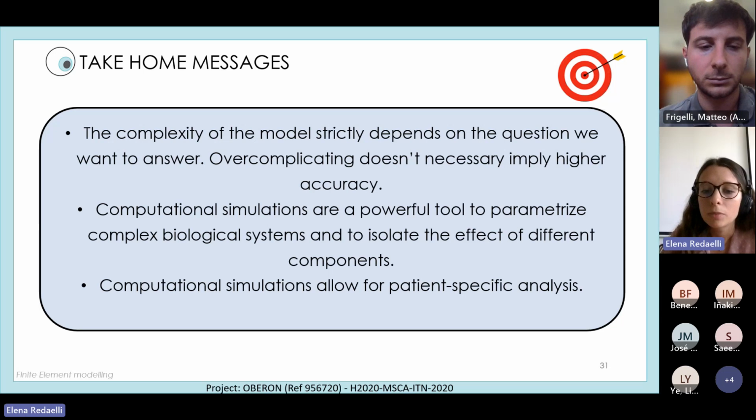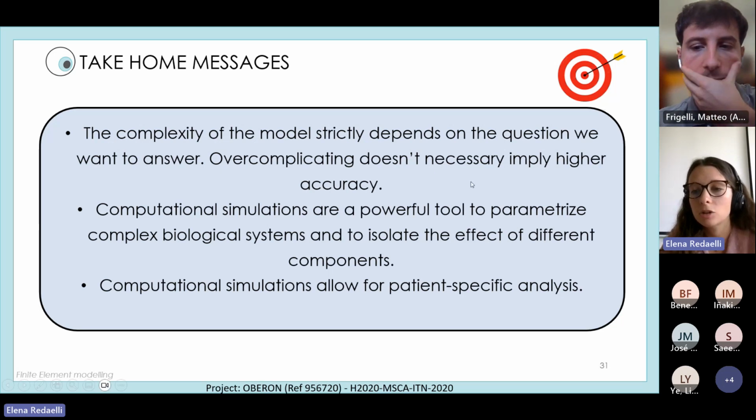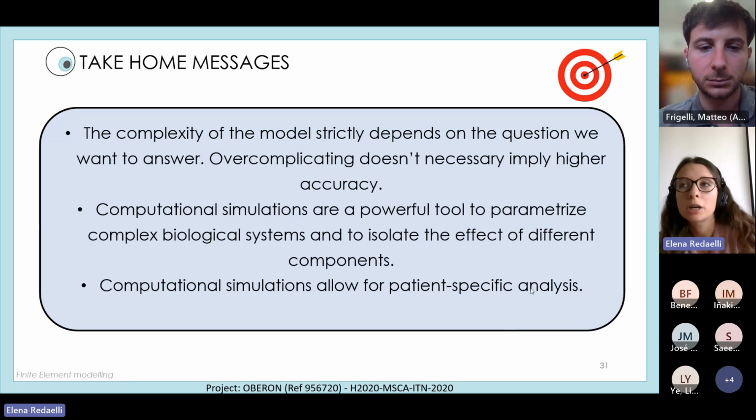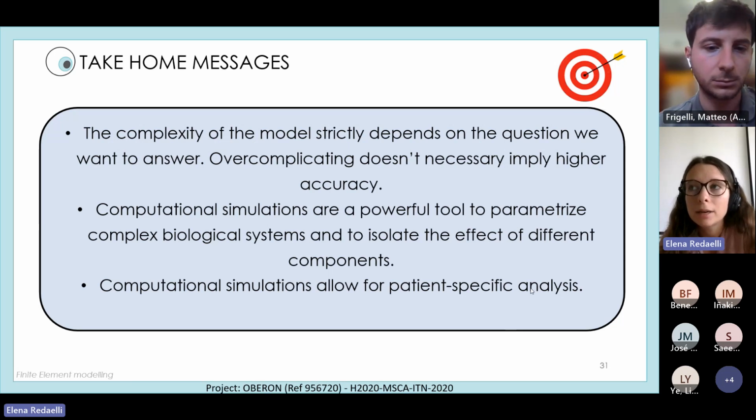And last but not least, computational simulations allow for patient-specific geometries and patient-specific analysis. And this is useful because if, for example, we are interested in knowing the mechanical properties of the cornea, they are different for each patient. So if we're able to perform a patient-specific analysis, we can better analyze the behavior or the pathologies of a specific patient.